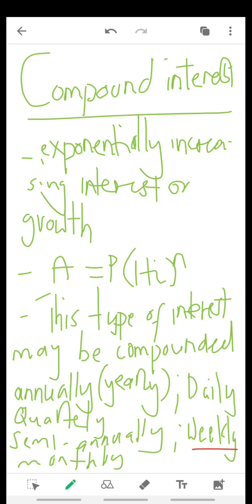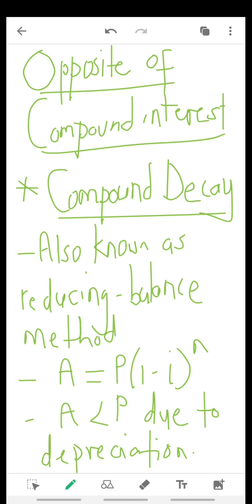And then we can also compound weekly, meaning at the end of each week your amount, maybe your investment, accumulates interest. Or lastly, we can compound monthly, which is the most famous compounding in our financial maths. So the end of each month will be accumulating interest. Okay, that is just to say how many times your principal amount accumulates interest.